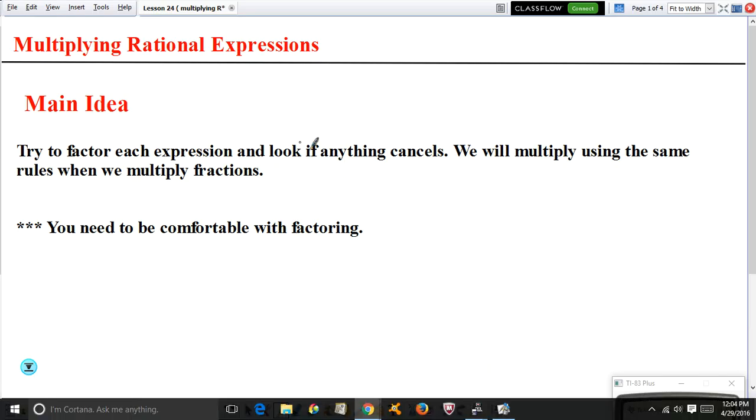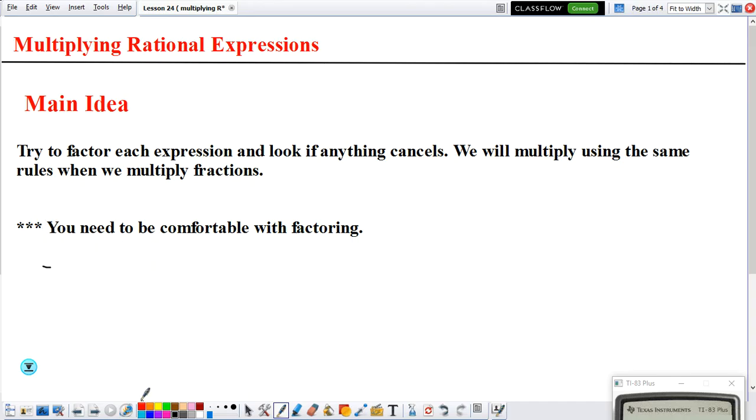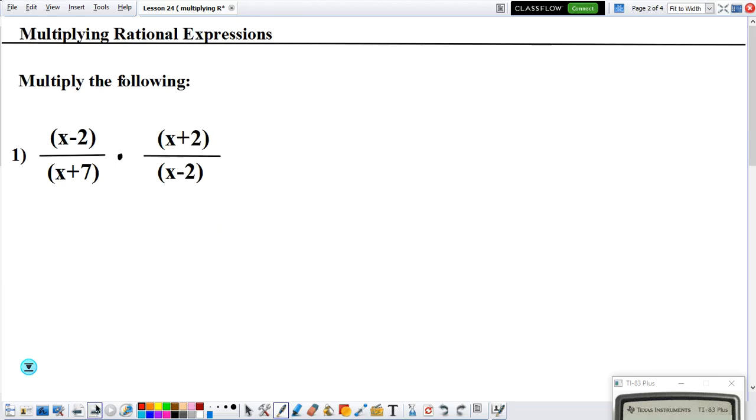Today, we're going to see how we multiply rational expressions. The main idea here is that we are going to try and factor each expression and look if anything cancels out. Once that happens, we will multiply using the same rules as if it was a regular fraction. And in order for us to do that, you need to be really comfortable when it comes to factoring. What does all this mean? Well, let's put them into practice.